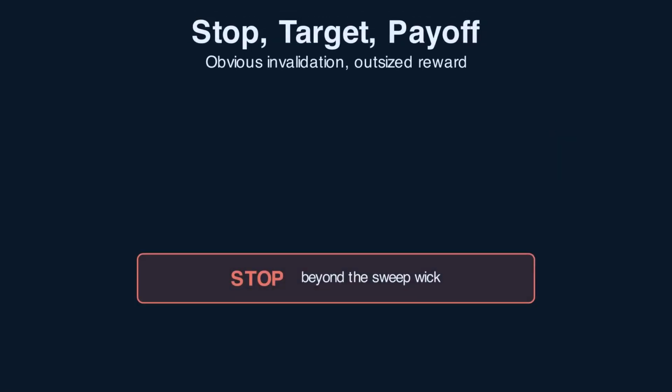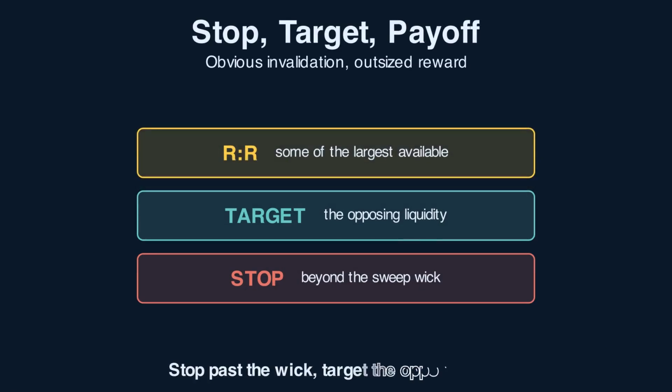Your stop is logical and tight, just beyond the extreme of the sweep wick. If price retakes that high or low, the raid failed and you're out small. That's the beauty of trading reversals off liquidity. The invalidation is obvious. Your target is the opposing liquidity, the pool on the other side that price is now drawn toward. Sweep the low, target the high above. Because you entered at the reversal and you're aiming for the liquidity across the range, these setups produce some of the largest risk to reward in all of trading.